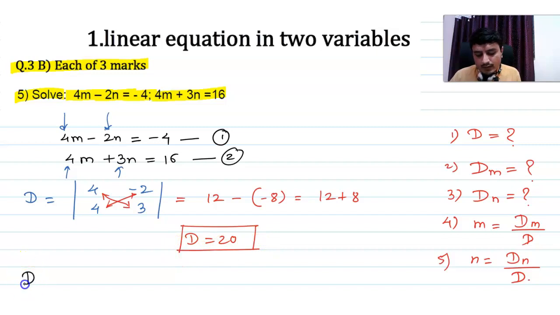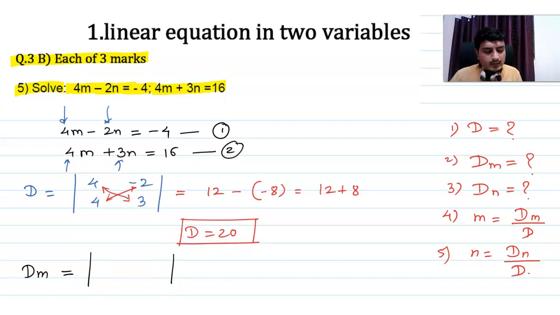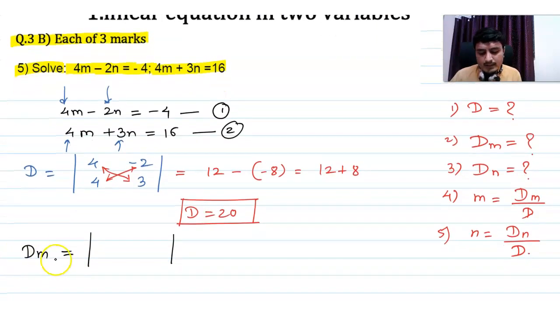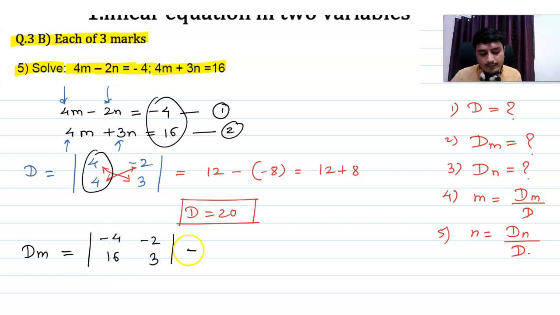Now let us try to evaluate D suffix m. How to write now the elements under D suffix m? Whatever be the coefficients of variable m from D, we have to replace that by the constants minus 4 and 16. So the entries under Dm we have minus 4, 16, while minus 2 and 3, the second column, remains as it is from D.